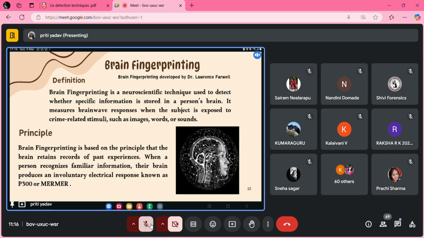The principle is simple, that the brain retains a record of past experience. By this, we can determine a person's involvement or innocence in the crime. Next slide.